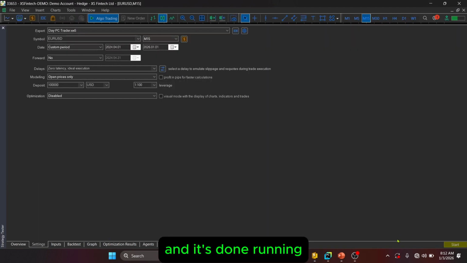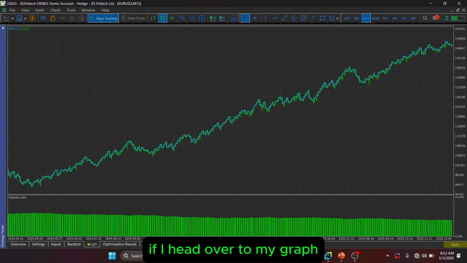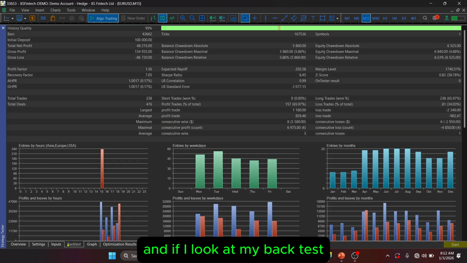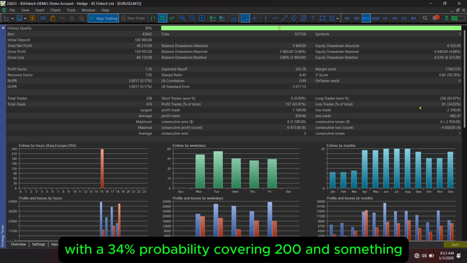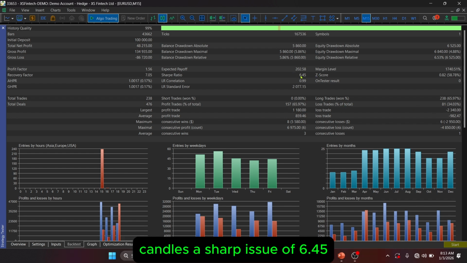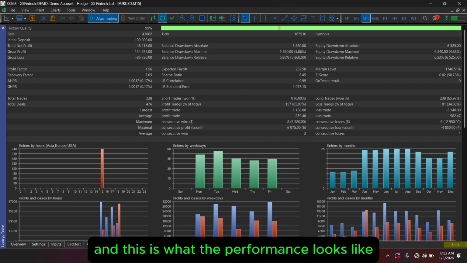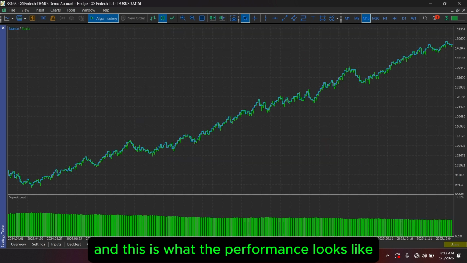And it's done running. If I head over to my graph, you can see what this looks like. And if I head over to my backtest, you can see that there is a 65% probability here with a 34% probability covering 200 and something candles, a Sharpe ratio of 6.45. And this is what the performance looks like.